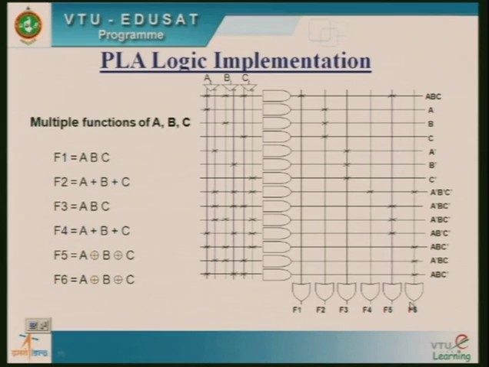So based on different functions, the equations, I can fuse or blow the AND and OR array intersections. So there is a set of AND plane and OR plane where you are generating the functions. This is how we are going to implement a Boolean logical expression using PLA. So what is the difference between PAL and PLA?